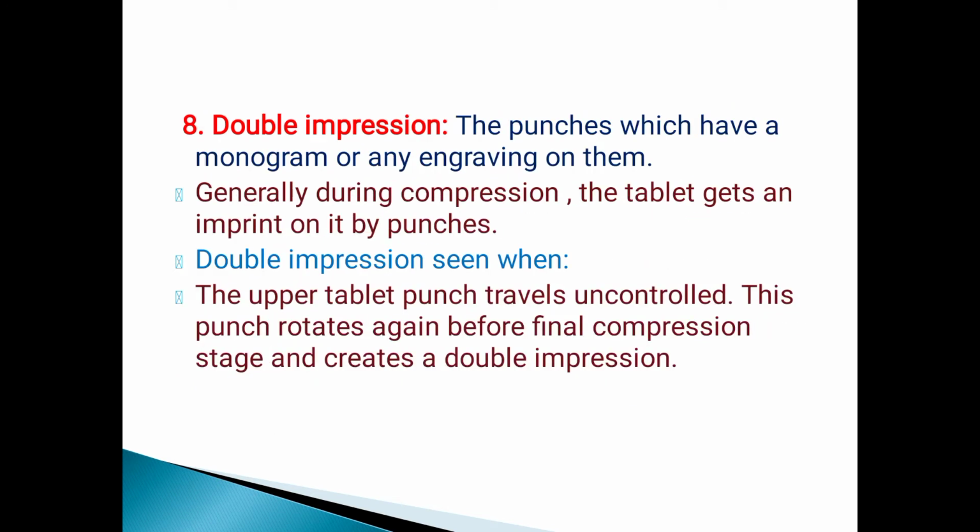Next one is double impression. Punches which have a monogram or any engraving on them cause double impression. Generally during compression the tablet gets an imprint from the punches. Double impression is seen when the upper tablet punch travels uncontrolled. This punch rotates again before the final compression stage and creates a double impression.